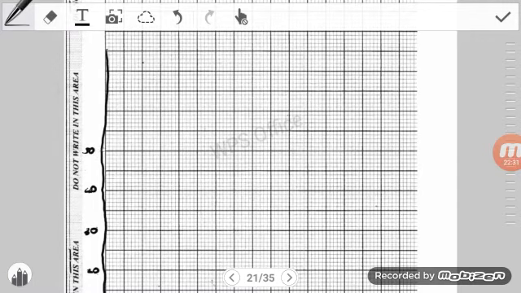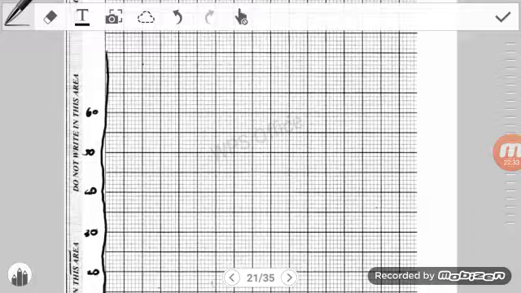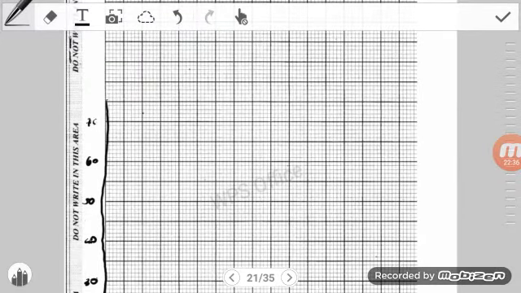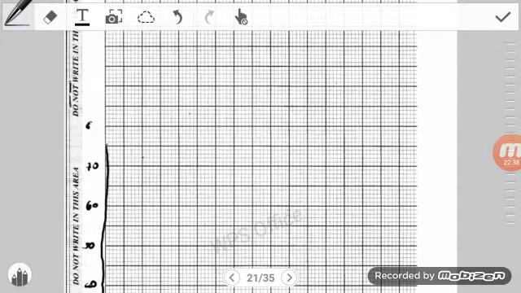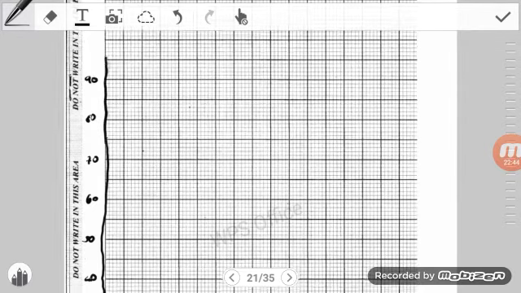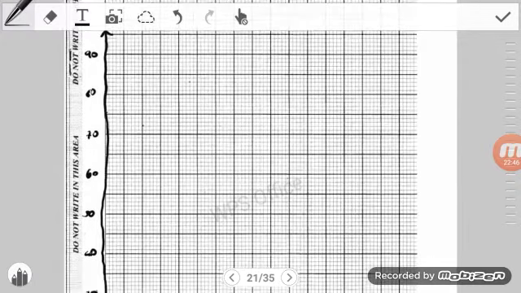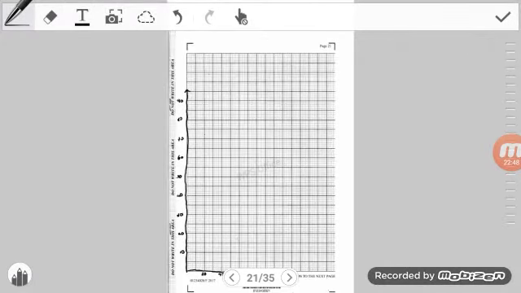50, 60, 70, 80, and 90. That's as far. And we're going to label, well, we know that this is going to be the cumulative frequency.